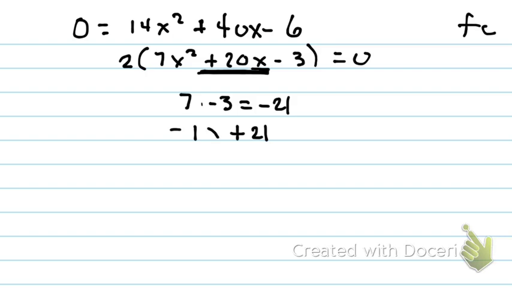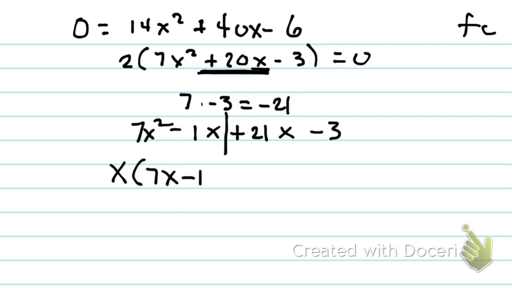It all had an x up there, so they need an x down here. 7x squared and negative 3 just come down, which means I have 4 terms, so break it in half and factor by grouping. What will divide evenly into the first two? X, right? Which gives me 7x minus 1.